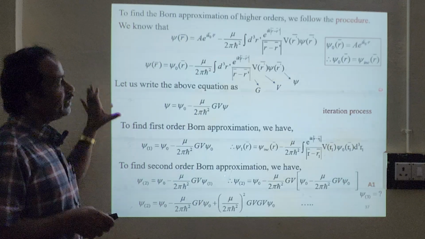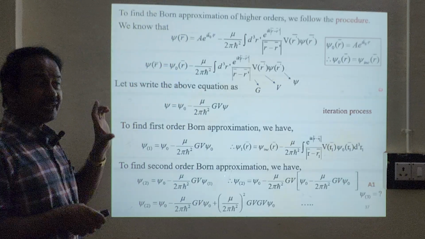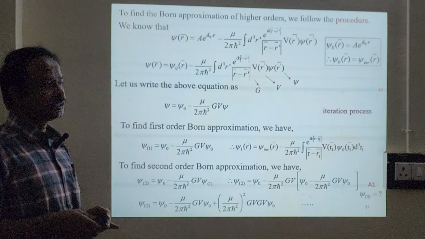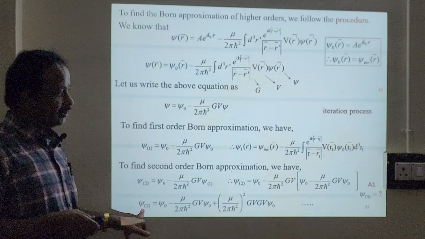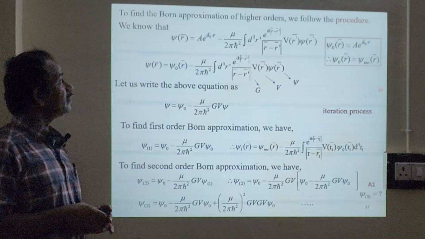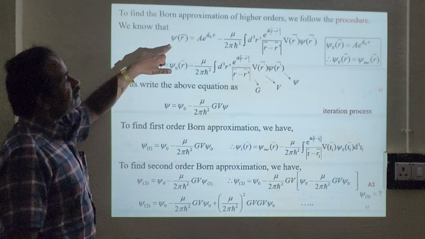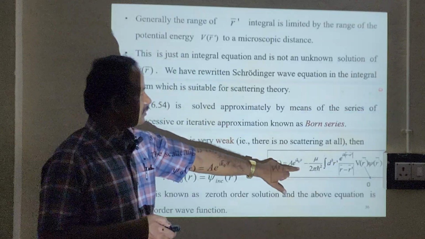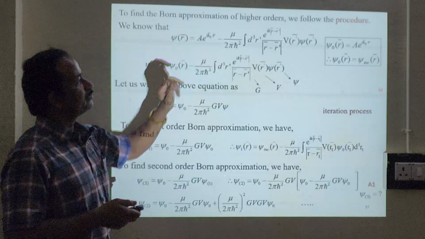Okay, this slide completely says about the iteration procedure. So we are going to have a series of solutions up to second order, and there will be an assignment for you for the third order. Now we'll see. This is the equation. We know this equation already, 6.54. The same equation we have written here.